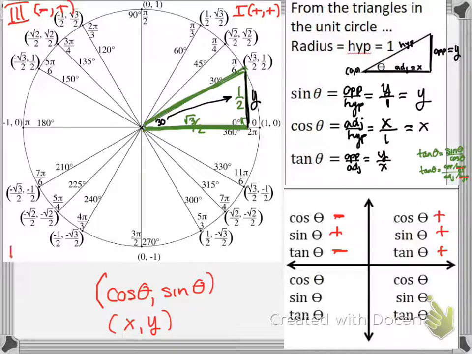Quadrant 3: x's are going left, negative. Y's are going down, negative. So my cosine is negative and my sine is negative. But if I divide sine and cosine, negative divided by negative is a positive. Quadrant 4: my x's are going to the right, positive, but my y's are still going down. That means my cosine, which is my x, is positive. My sine, which is my y, is negative. If you divide a positive and a negative, you get a negative. Remember, cosine is your x, sine is your y. Divide them to get your tangent. This is x, this is y.